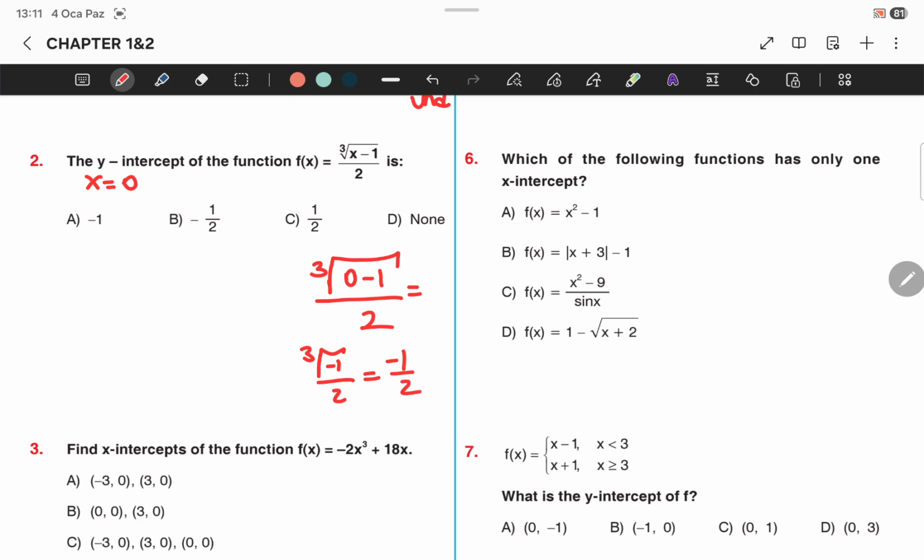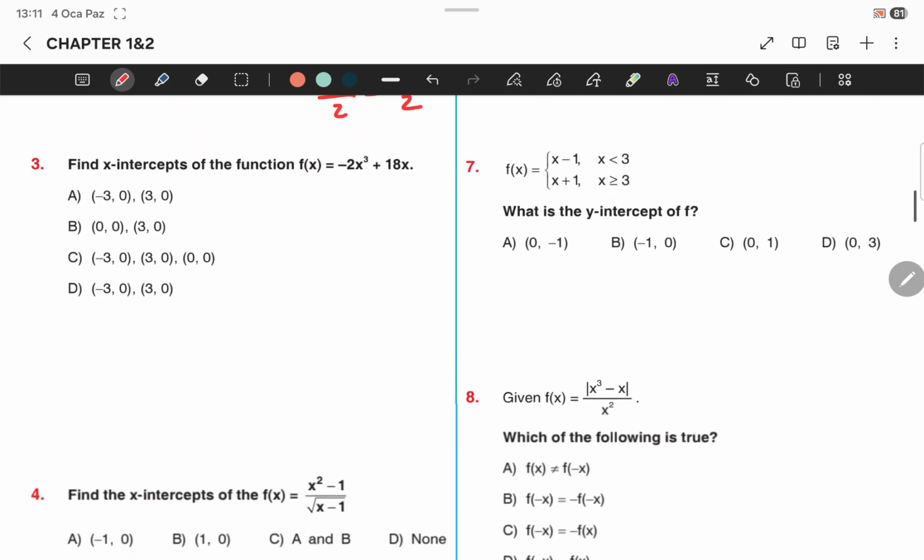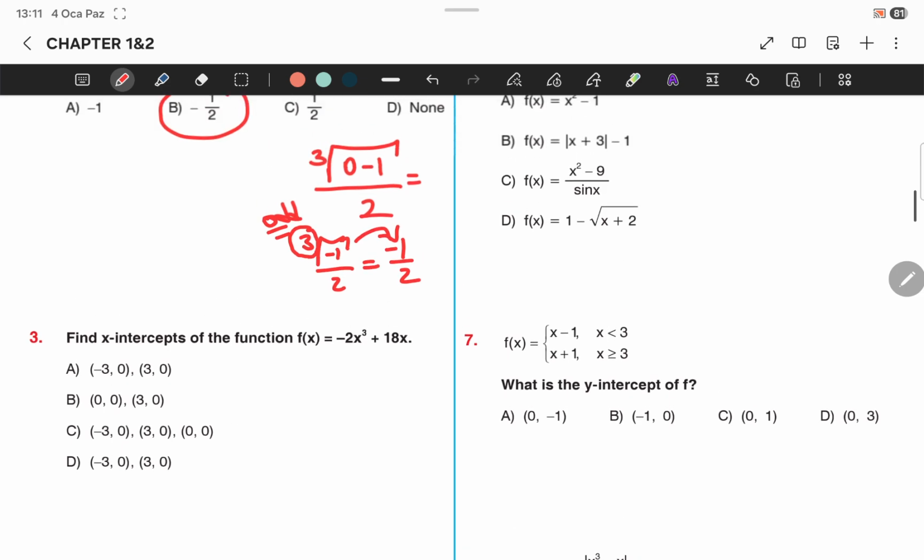Now you may say, teacher, normally inside a root cannot be negative. How can it be? If the index is even, like 2, yes, you are right. But since I have an odd index, it is no problem. It's perfectly okay. So my answer is negative 1 over 2.